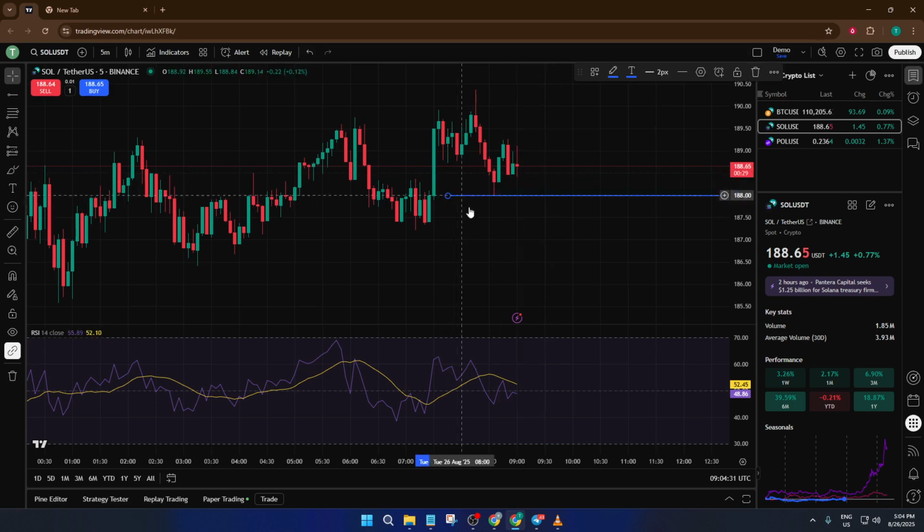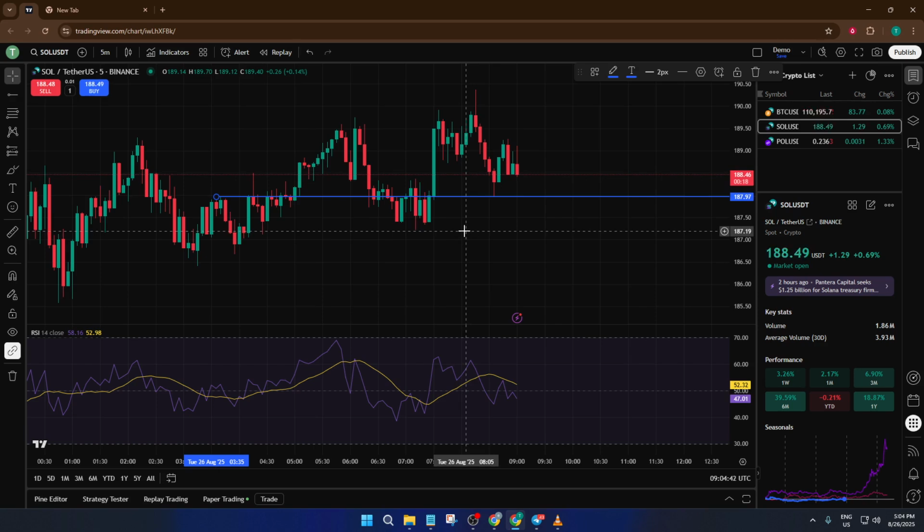Now what you want to do is scan your chart for price levels that have acted as a floor or a ceiling in the past. Think of support as the floor where price tends to bounce upward, and resistance as the ceiling price struggles to break through. Once you spot those clear turning points, maybe from recent swing lows or highs, or places where price touched several times, just drop a horizontal line right at that level.